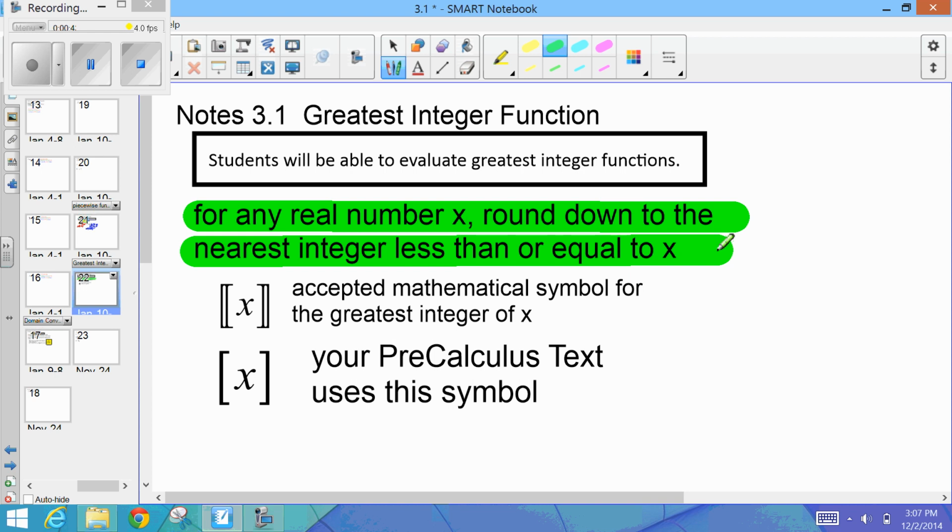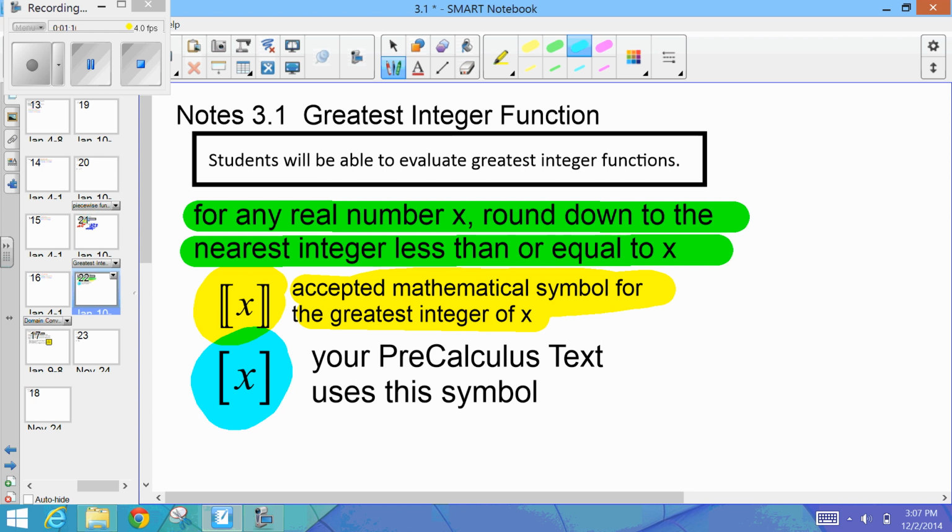I want you to be aware of these two different ways of writing the greatest integer. In every textbook or college level course that I've ever seen, we use this top one that's here in yellow. So I believe, based on my experience, that is the accepted mathematical symbol for the greatest integer.